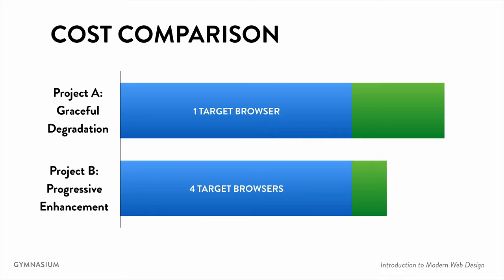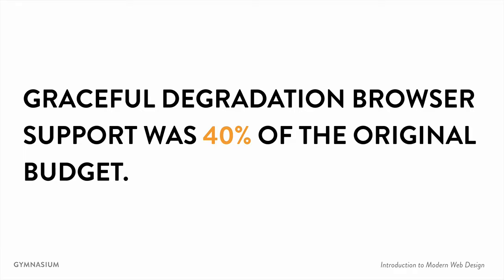Now, once these projects were completed and had been out on the internet for a while, each of these clients came back to us to upgrade the site in order to add more browser support. In the case of the first project, they wanted to add 2 new browsers. In the case of the second project, they wanted to add 1,400 new browsers. Now, when we went to do this, what we discovered was that with the graceful degradation approach, it actually took us 40% of the original budget to add support for 2 new browsers, because we had built it solely expecting to have that single one browser.